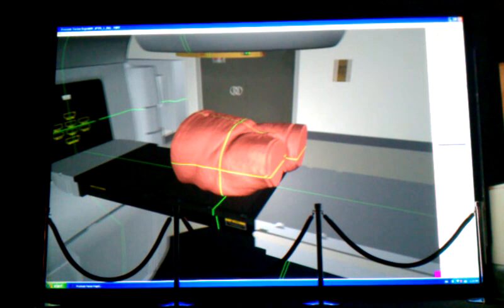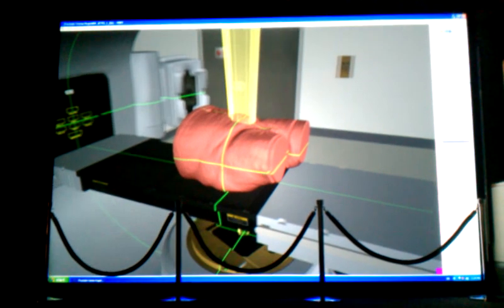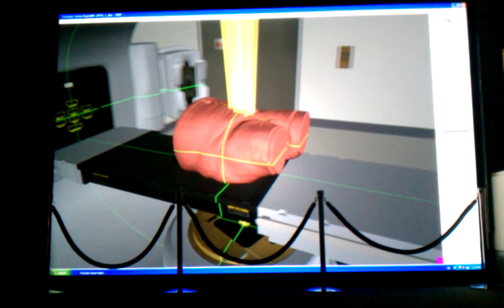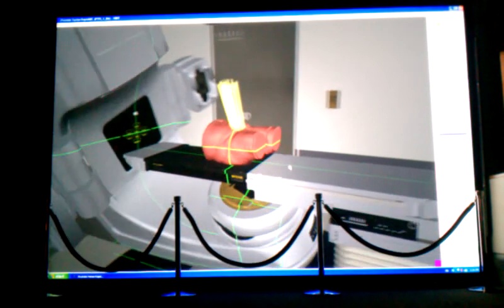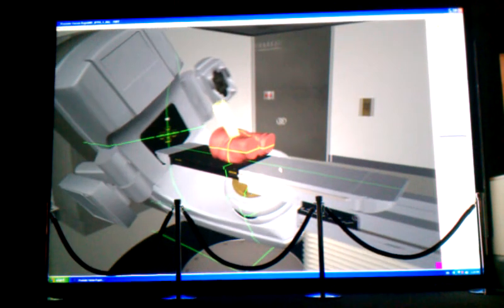The other thing that can happen is during this, the actual radiation energy can change. So what you're seeing here is the machine is moving around, it's highly choreographed, the patient's being treated. This is a prostate treatment if you didn't already figure that out.